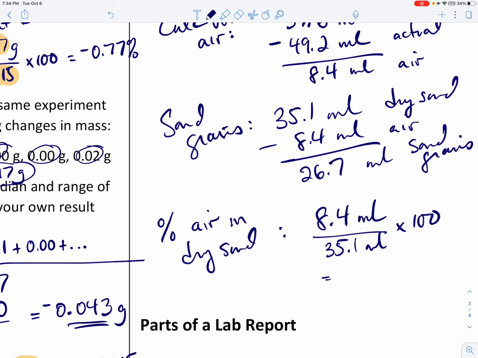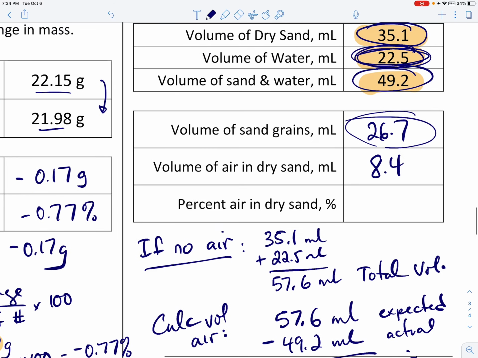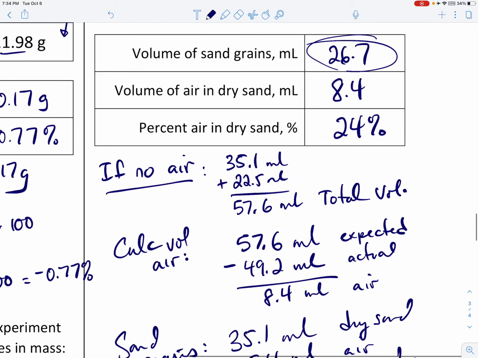And I hope you are thinking about significant digits. We're dividing, so we don't look at decimal places, we look at digits. We're going to keep 2 digits in the answer because the numerator has 2 digits, and we'll call this 24%. The calculator says 23.9, so 24% air.